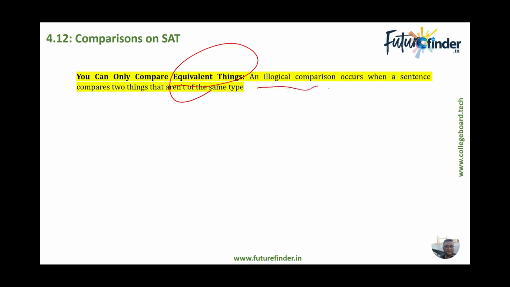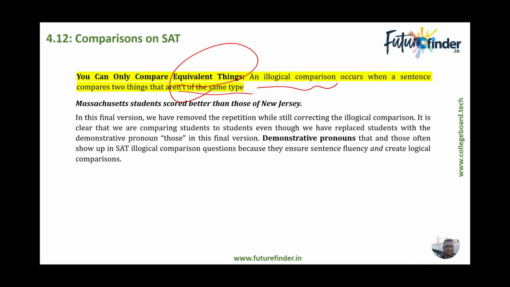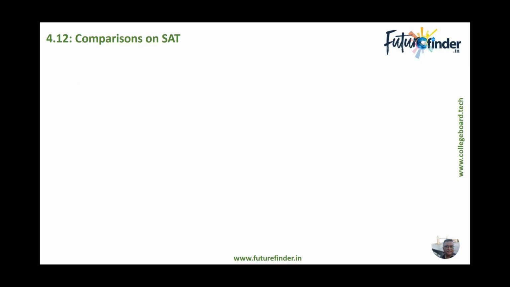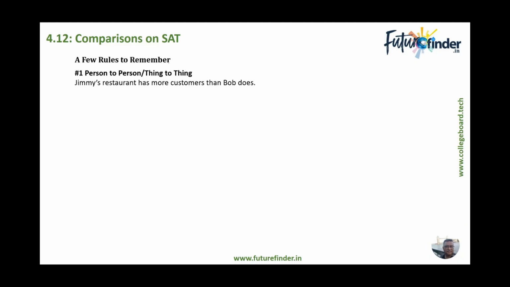Analogical comparison occurs when a sentence compares two things which are of the same type. So Massachusetts students scored better than those of New Jersey makes a lot of sense, but Massachusetts students scored better than New Jersey doesn't make any sense, because you cannot compare students to a state. A few rules that we need to remember when it comes to comparisons. First, we have to compare only persons with persons and things with things. We cannot compare persons to things.